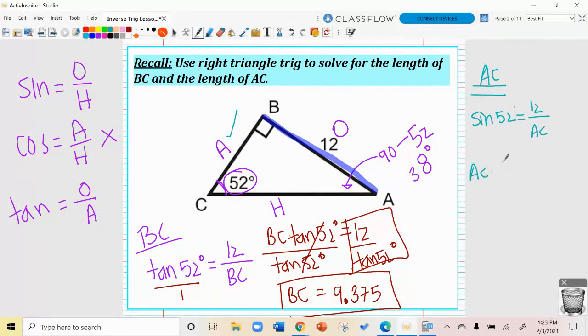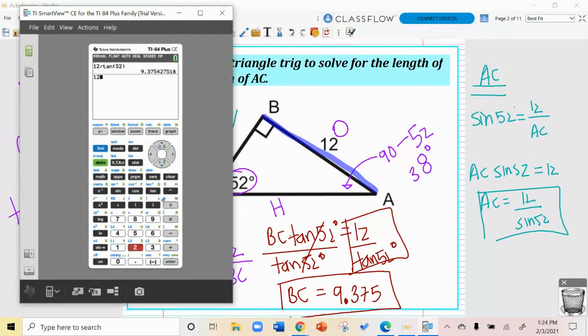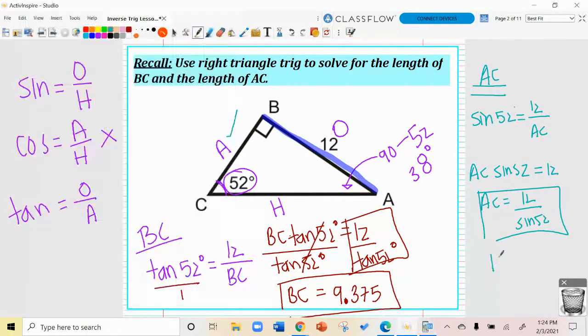Well, when I go ahead and cross multiply, AC times the sine of 52 equals 12. Divide both sides by the sine of 52, 12 over the sine of 52. You know what? I can leave it like that if I didn't have a calculator. Or I could go into my calculator and do 12 divided by the sine of 52. I'm not going to get the same thing. It's going to be a bigger number. I got 15.228. Right? It makes sense, right? I got a number that's bigger than the others. It's the biggest side. It's got to be.